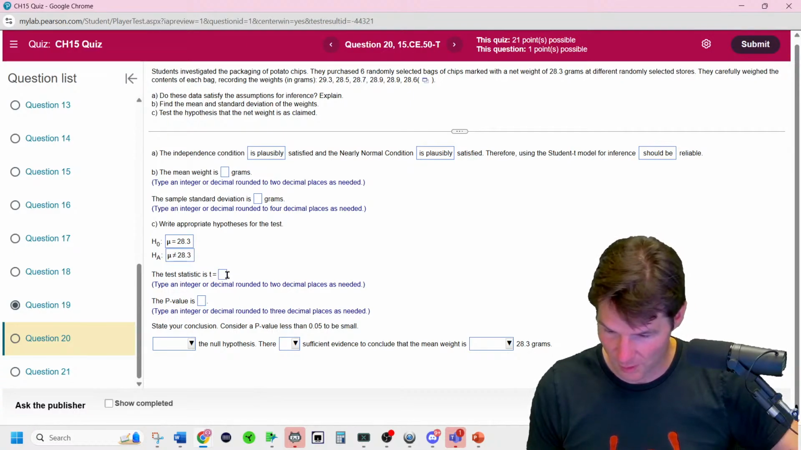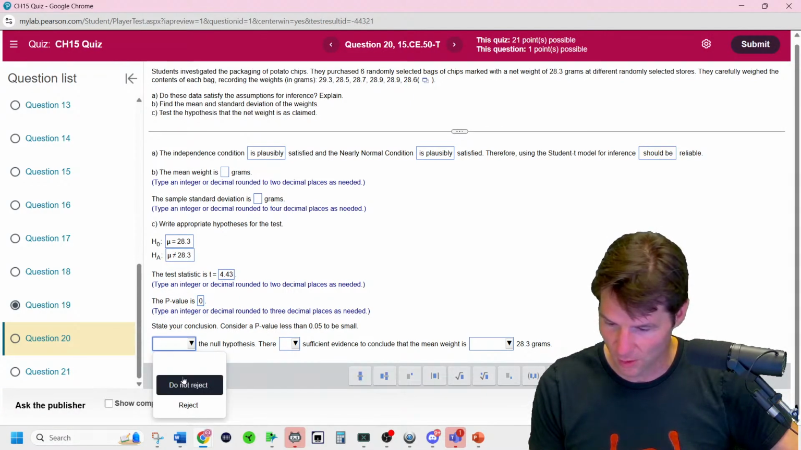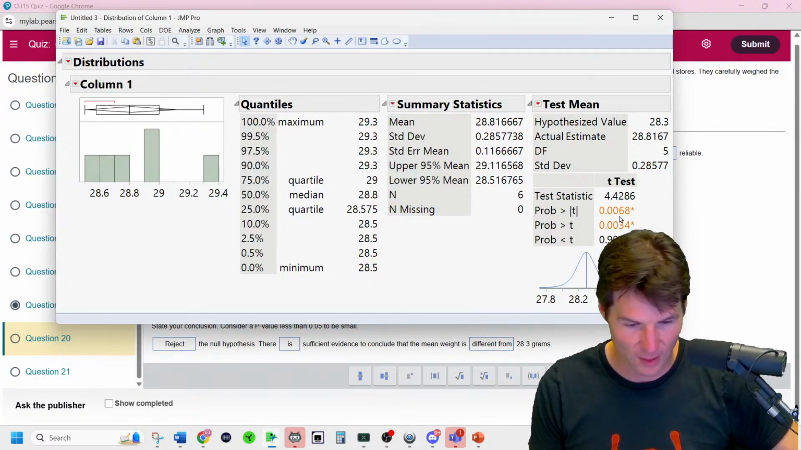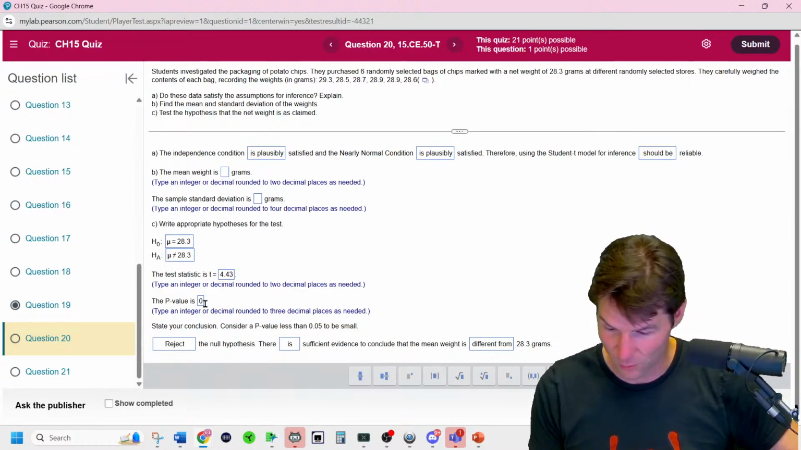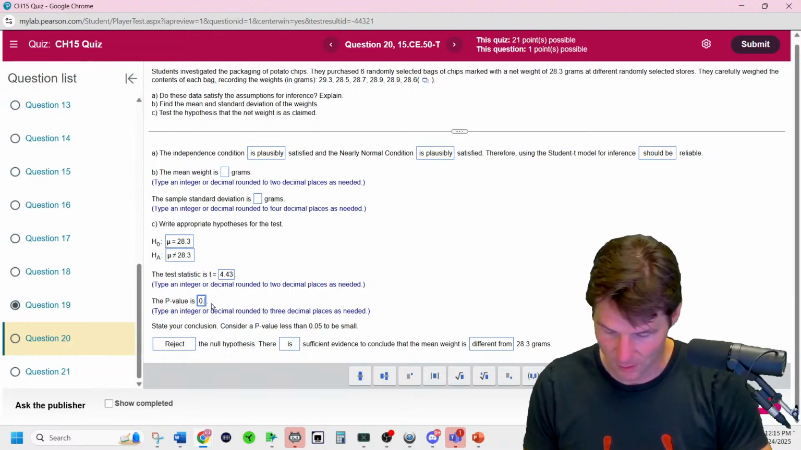That makes the p-value basically 0. I'm just going to say 0 because it's so tiny. That means we reject the null. We do reject the null. There is evidence that it is different from this. Now we go and grab this right here. Oh, it's 0.007, three decimals. I was close, but it's 0.007 on the decimal alternative.